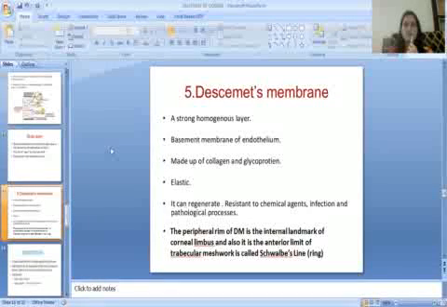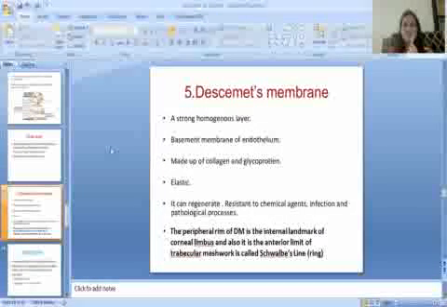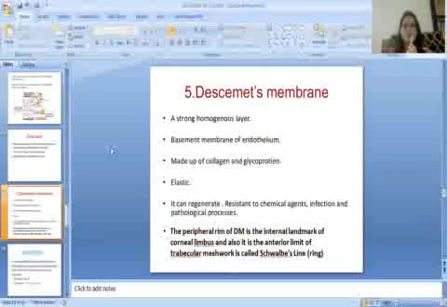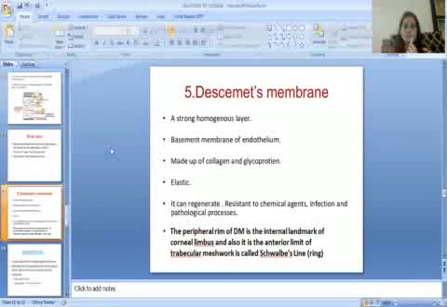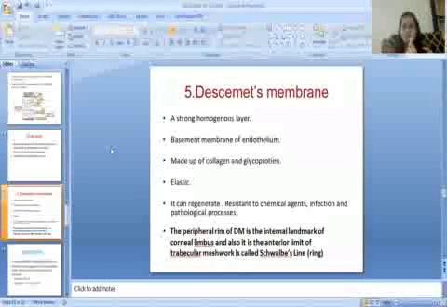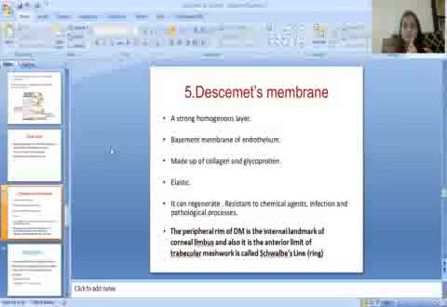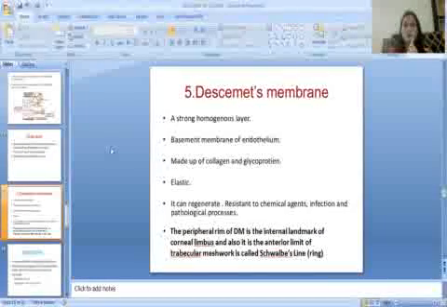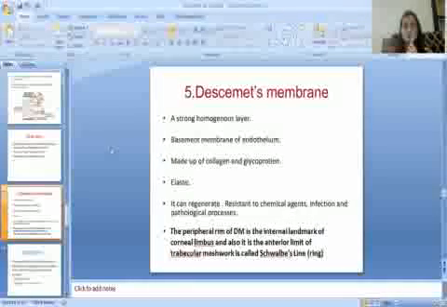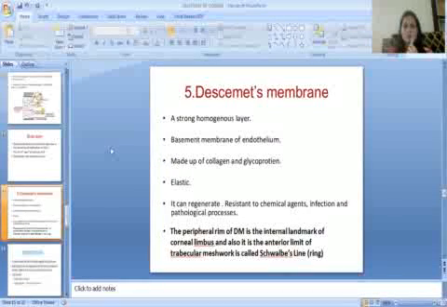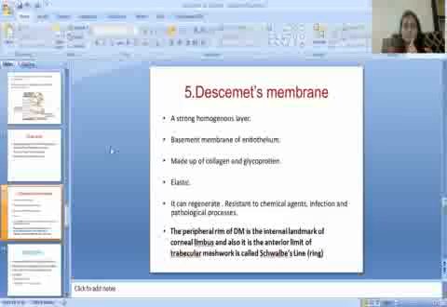The fifth layer is the Descemet's membrane. It is a strong homogeneous layer. It is the basement membrane of the endothelium made up of collagen and glycoproteins. It is elastic. It can regenerate. It has resistance to chemical agents, infection, and pathological processes. The peripheral rim of Descemet's membrane is the internal landmark of the corneal limbus, and also it is the anterior limit of the trabecular meshwork, which is called the Schwalbe's line.